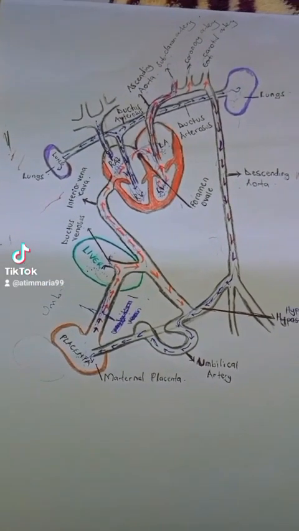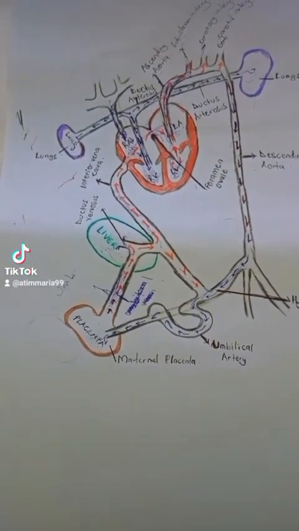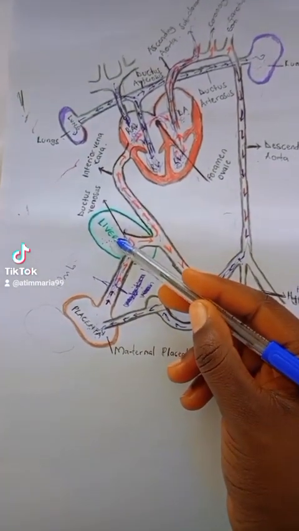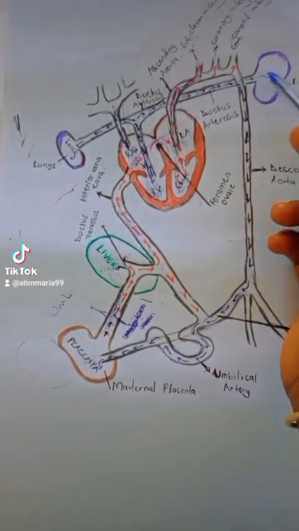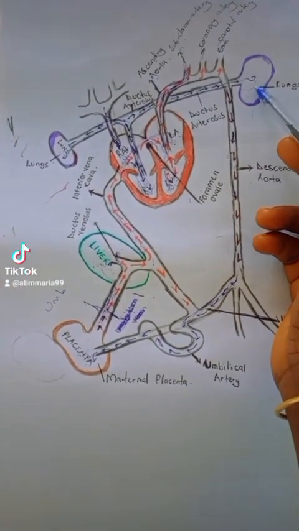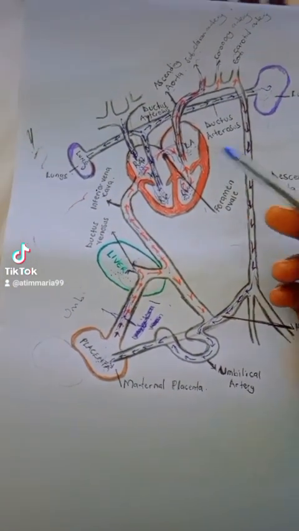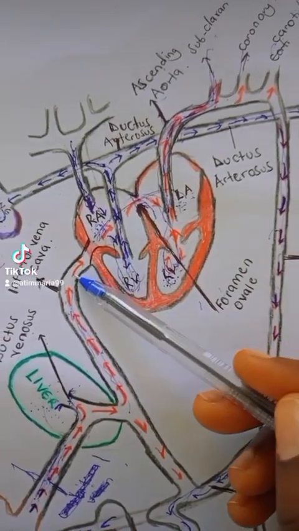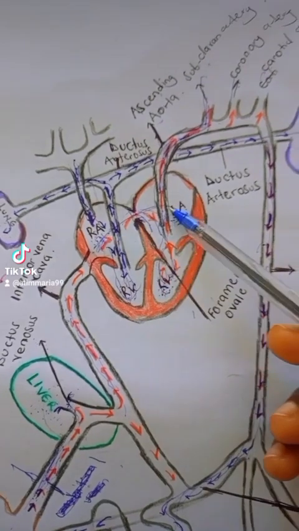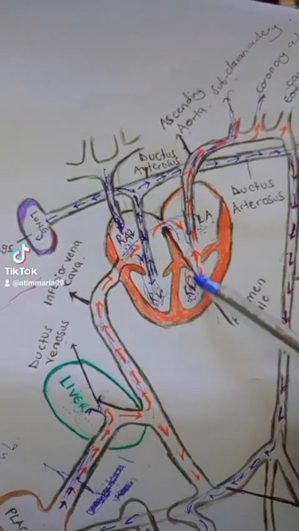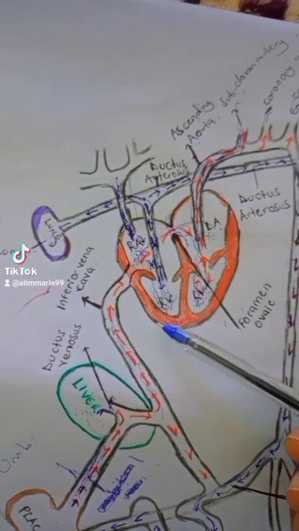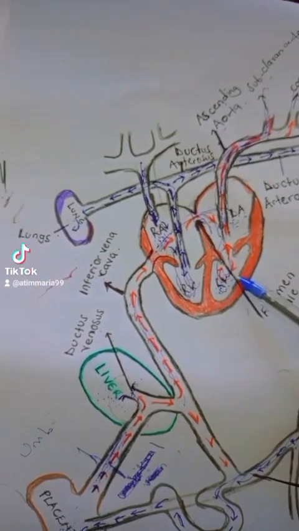Before I start the process, let me first show you the parts so that you can get to know. This is the maternal placenta. This is the fetal liver. These two blue upper ones are the fetal lungs. I'm not good at drawing, but I hope you understand. Then this one is the fetal heart. The fetal heart is divided into two from here. This is the upper chamber and this is the lower chamber. The upper chamber has the right atrium and the left atrium. The lower chamber has the right ventricle and the left ventricle.